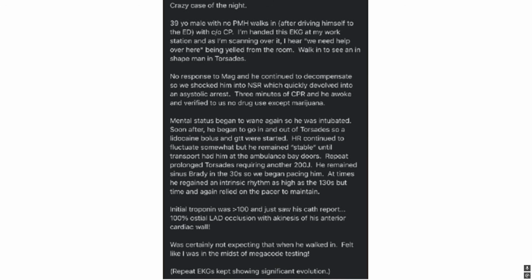Initial troponin was over 100. Just saw his cath report, 100% ostial LAD occlusion with akinesis to his anterior cardiac wall. Was certainly not expecting that when I walked in. Felt like I was in the middle of a mega code. Repeat EKG shows significant evolution.